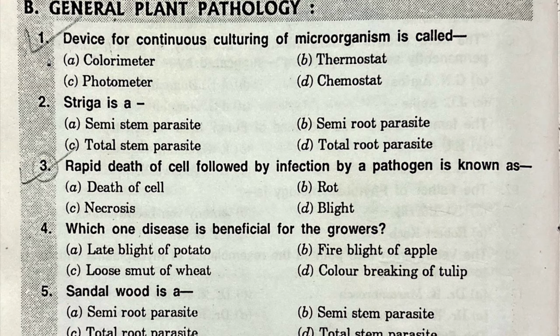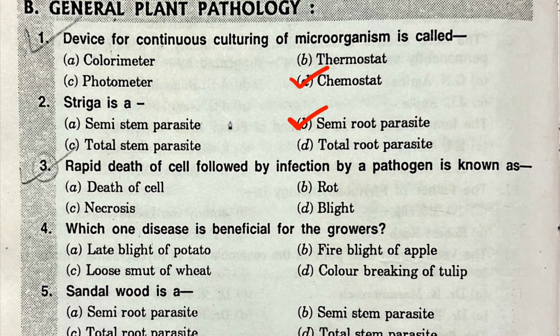Question number 1. Device for continuous culturing of microorganism is called? The answer is chemostat. Next, question 2. Striga is which type of phanerogamic plant parasite? It is option B, semi-root parasite.